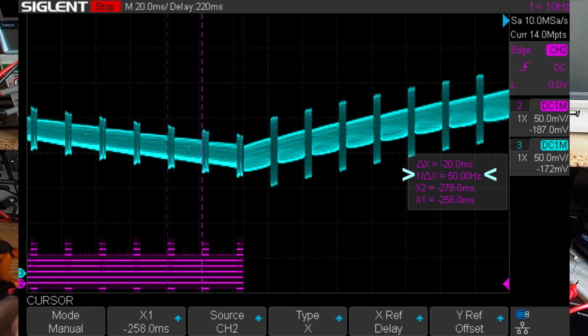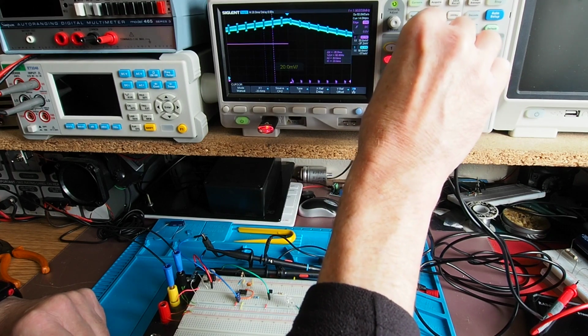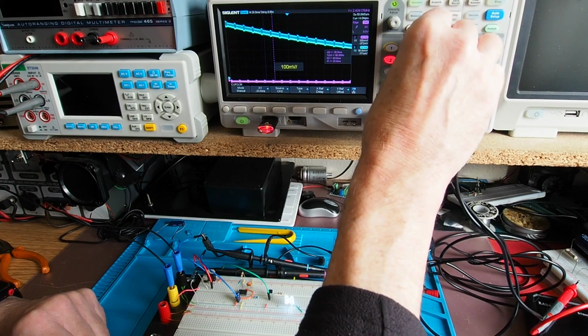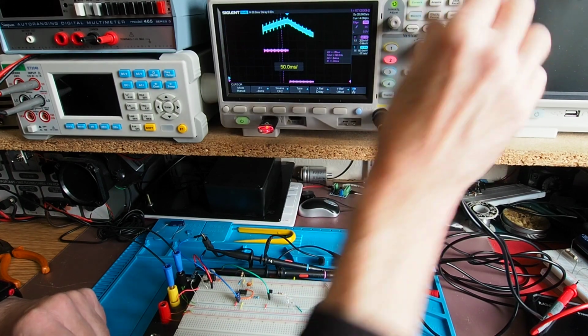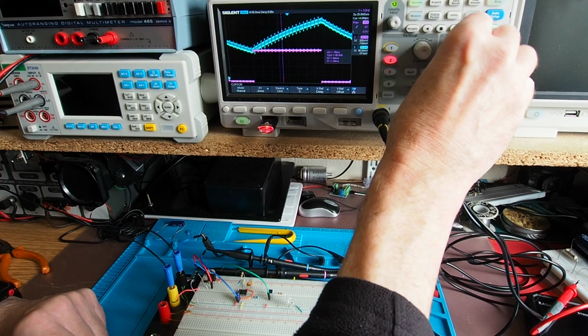So we'll start the scope running again, and I'm going to just turn down the value to something more sensible again, and hopefully we can get the display to update. Let's just do that.